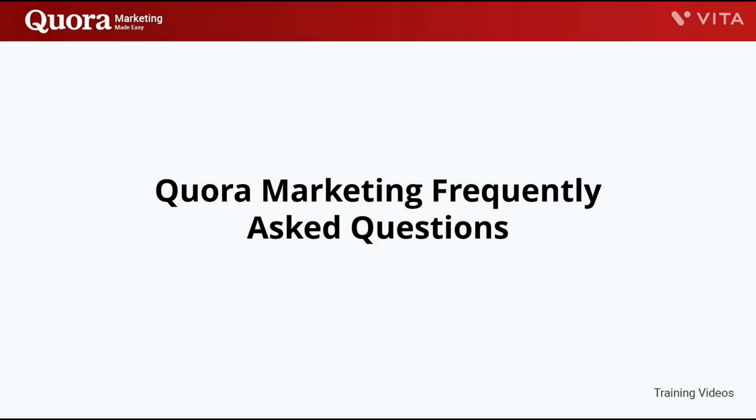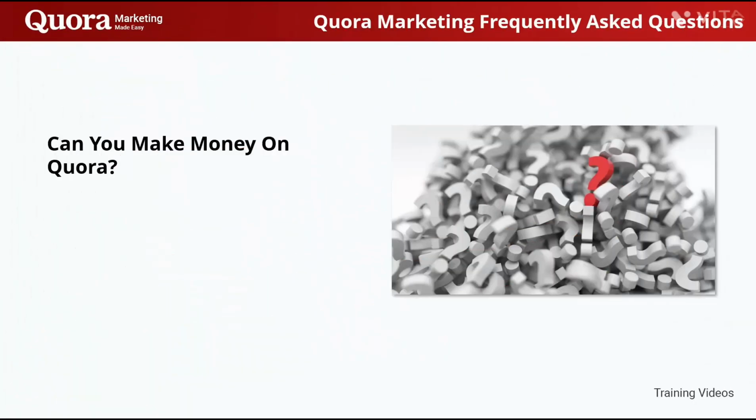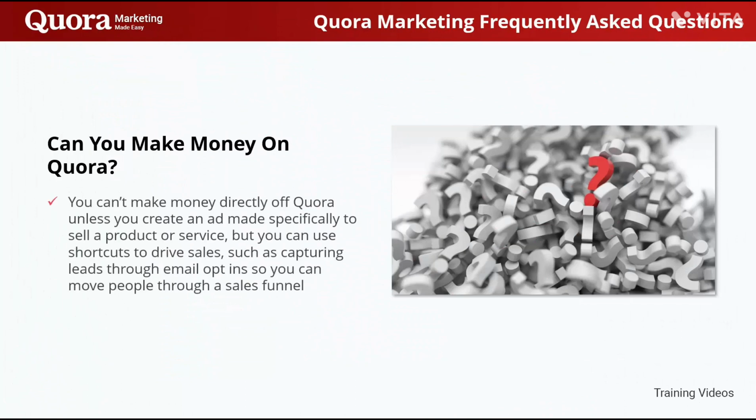Quora Marketing Frequently Asked Questions. Can you make money on Quora? You can't make money directly off Quora unless you create an ad made specifically to sell a product or service. But you can use shortcuts to drive sales, such as capturing leads through email opt-ins so you can move people through a sales funnel.